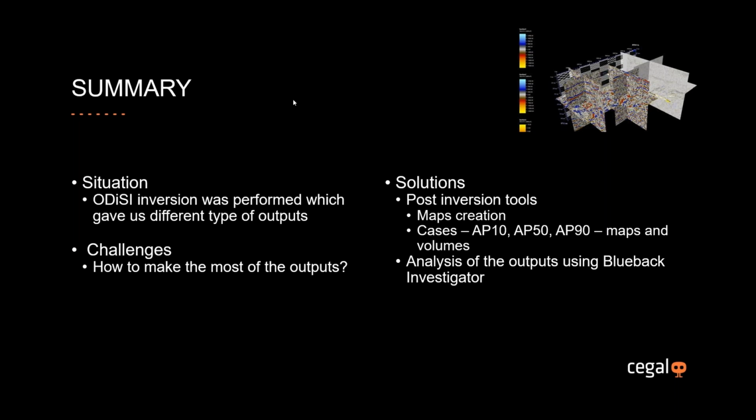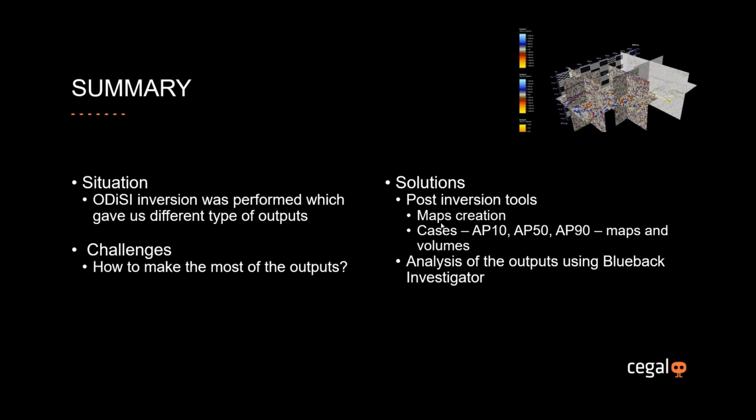So summary for today. The situation is we have an ODiSI inversion that was performed and which has given us different types of output. Our challenge is how to make the most of the outputs. Our solution will be to use the post-inversion tool in ODiSI. This tool allows us to create some maps and cases, which are called approximate percentile 10, 50, and 90. And with these cases, we can create maps and volumes. And we will also analyze our output using Blueback Investigator.